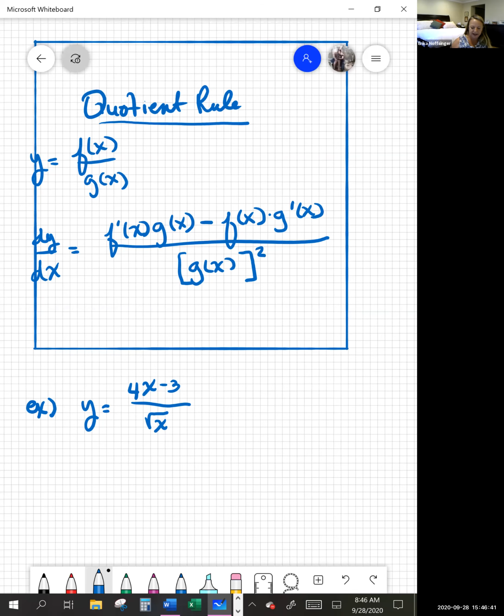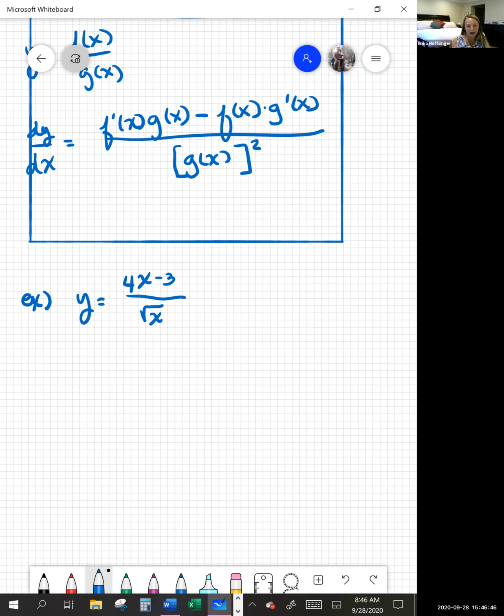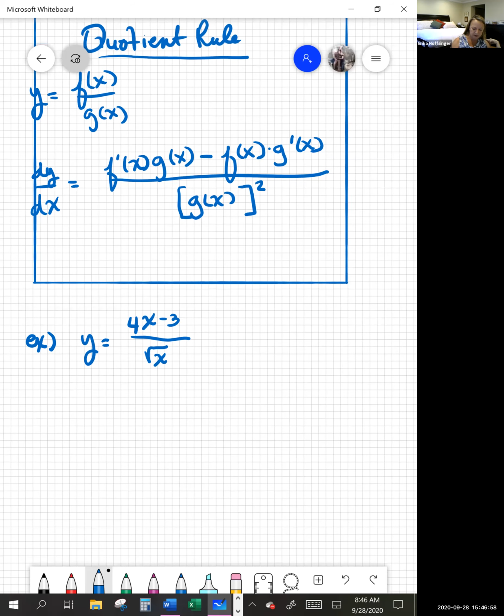So here was that case where we split it up at the beginning of class as two separate fractions. We used our rules of exponents, and then we took the derivative. But now with that quotient rule, we can use that. And let me just rewrite this a little bit before we use that quotient rule. So y is equal to 4x minus 3. Rewrite your radical in exponential form. So this is x to the 1/2 power.